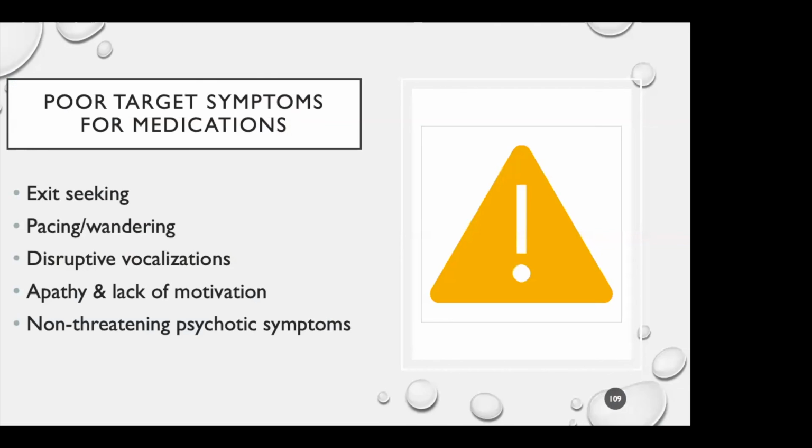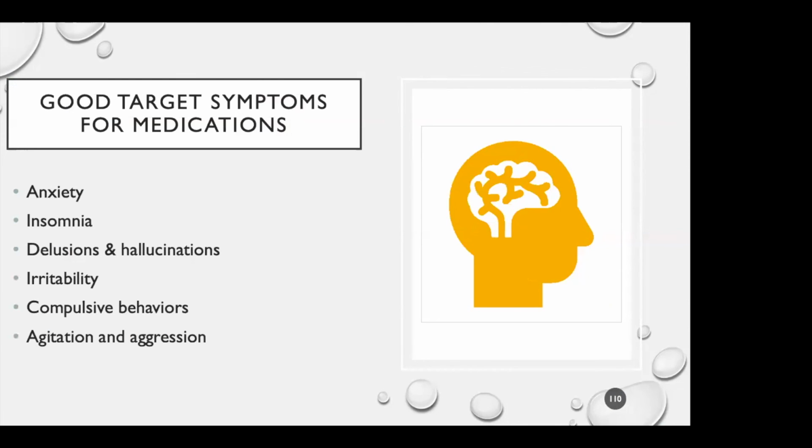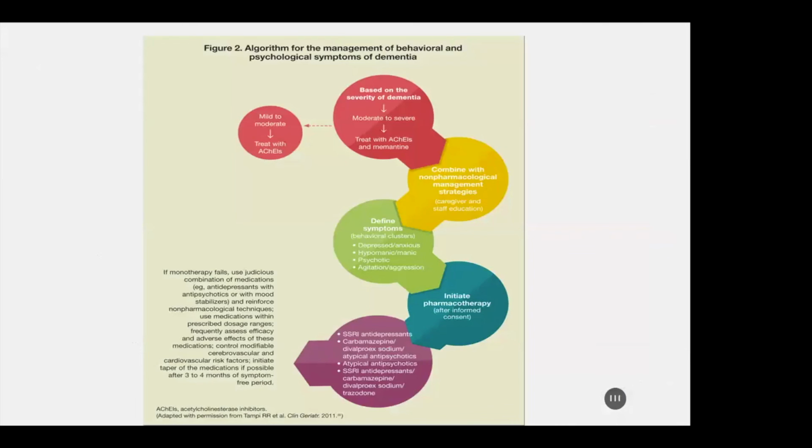So these are poor target symptoms for medications: wanting to leave, pacing, those vocalizations, apathy. They are not good symptoms for medications. Next slide. However, anxiety, sleep problems, hallucinations and delusions, irritability and agitation, these are all good symptoms for medications. Next slide. And again, I'm going to let you look at this slide when you get it. Again, this is an algorithm for how you can manage those behavior challenges that we've been talking about.